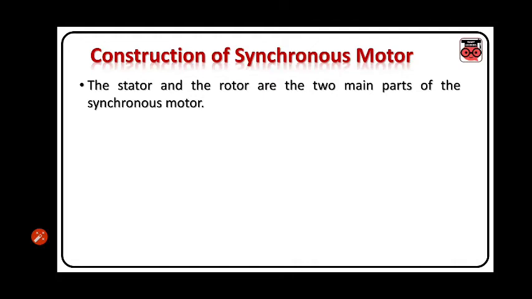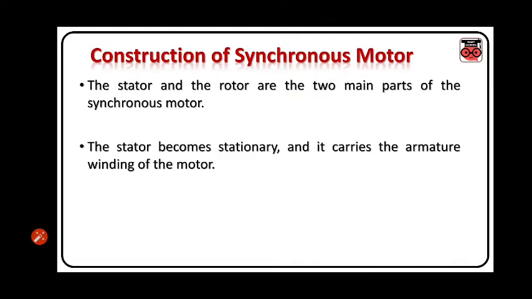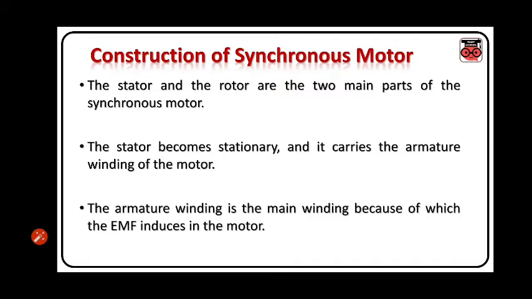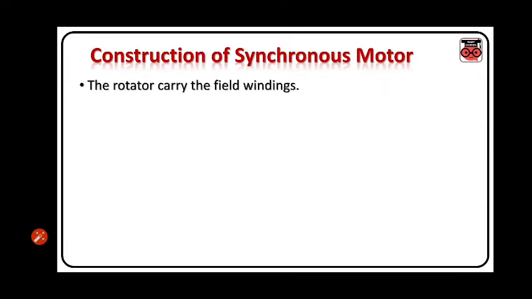The stator and the rotor are two main parts of the synchronous motor. The stator is stationary and it carries the armature winding of the motor. The armature winding is the main winding because of which the EMF is induced in the motor. The rotor carries the field winding. The main field flux is induced in the rotor.